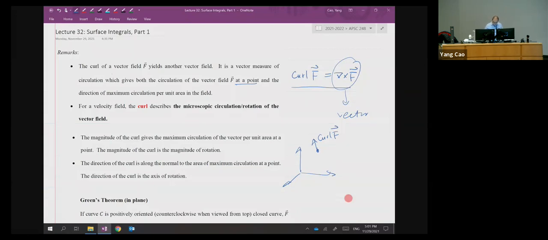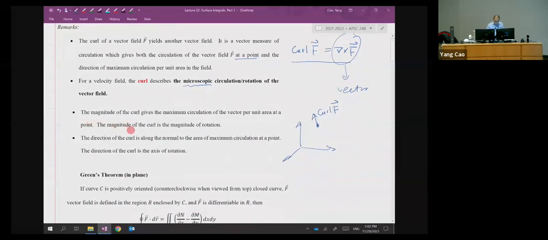At that location, this direction gives you the maximum circulation, and the magnitude of the curl gives you the magnitude of the circulation. That's what the curl gives you. Also, you need to understand this is a microscopic calculation, a calculation at a point inside the 3D vector field. It's not macroscopic. The Green theorem, which we will come to, is more of a macroscopic circulation concept.